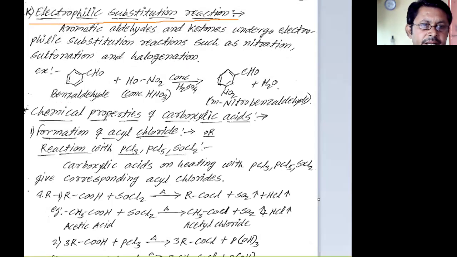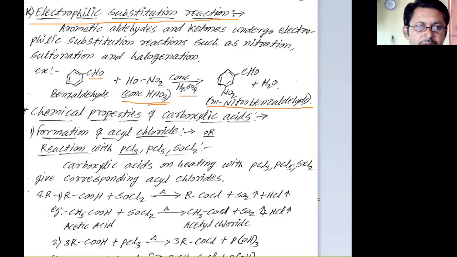See here, benzaldehyde. A benzene ring directly bonded with an aldehydic group has the name benzaldehyde. When treated with concentrated nitric acid, HNO3, in the presence of concentrated sulfuric acid, we get meta-nitrobenzaldehyde. The mixture of sulfuric acid and nitric acid is also known as nitrating mixture. How is it formed?